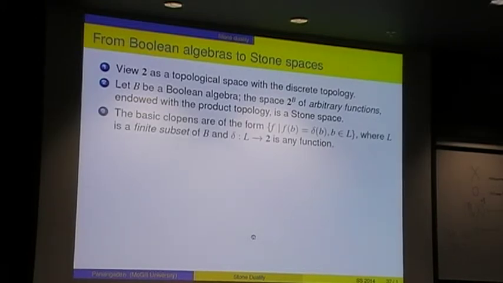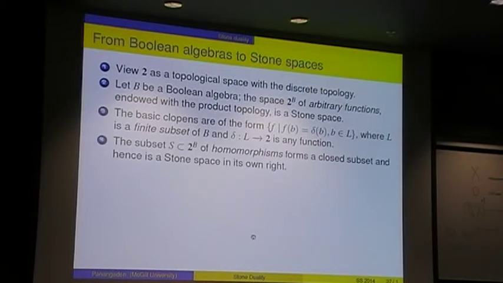It's totally disconnected because the basic clopens turn out to look like this. You take any finite subset L and you assign arbitrary values to the elements of L, and then you look at all the f's that agree with this function delta defined on your finite subset. Any such set gives you a basic clopen set for this product space.